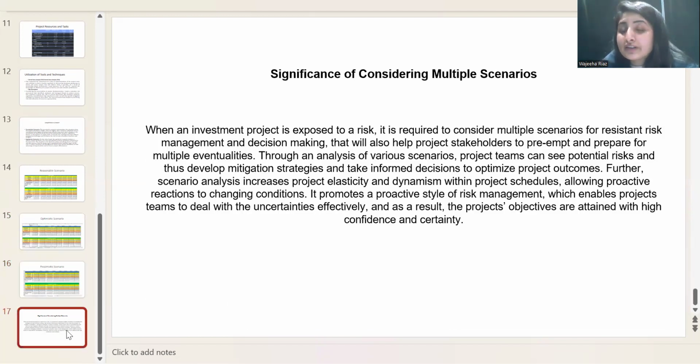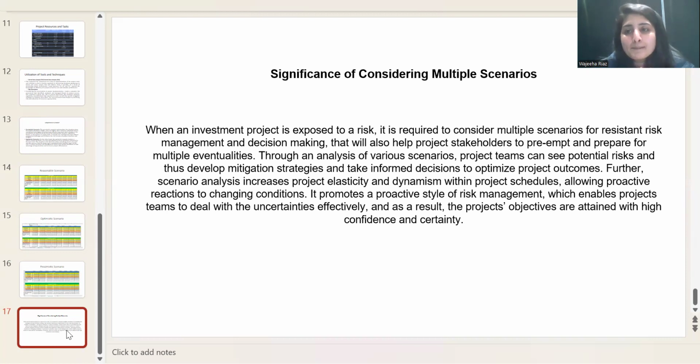So, the significance of considering multiple scenarios: why do I consider multiple scenarios? When an investment project is exposed to risk, it is required to consider multiple scenarios for risk assessment. That will also help project stakeholders to prepare for multiple tasks. Through an analysis of various scenarios, the project team can see potential risks and thus develop mitigation strategies to take informed decisions to optimize project outcomes, so that our project will be within budget, run smoothly, and generate more revenue. So that's why we consider different scenarios.